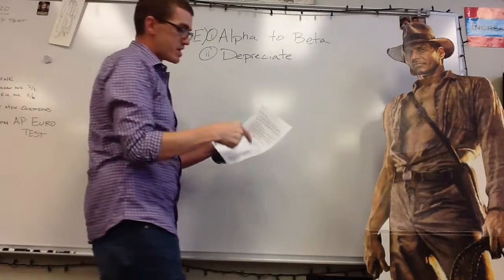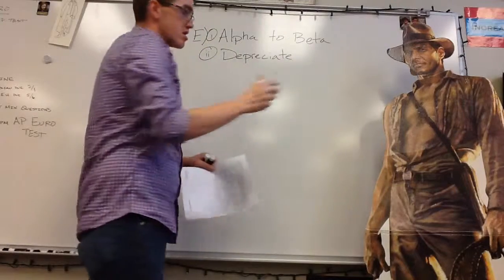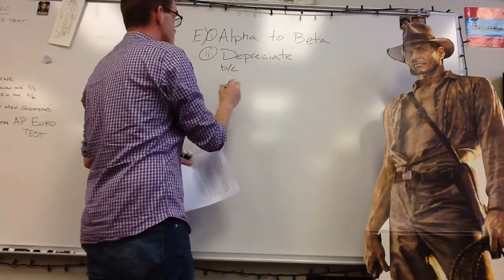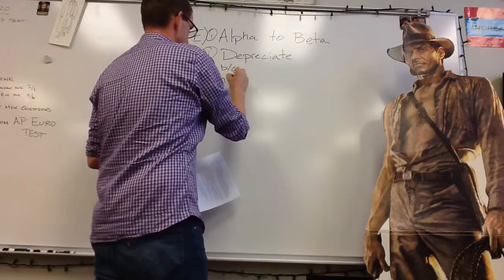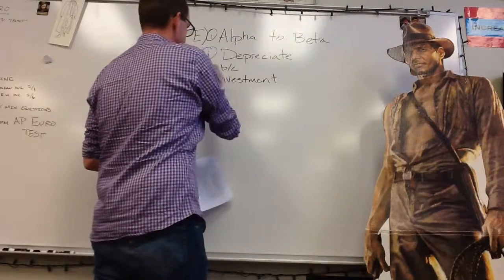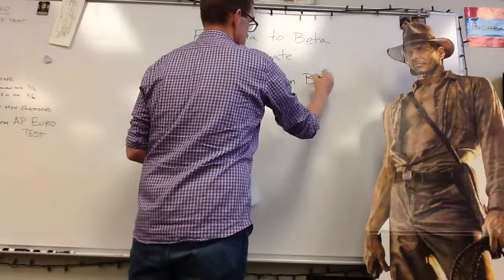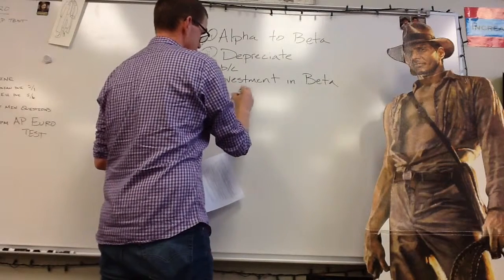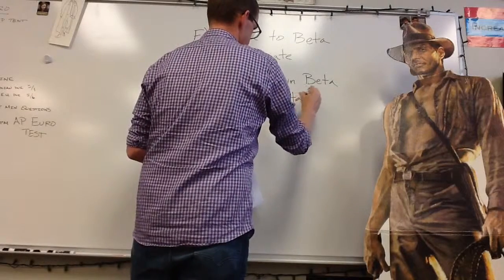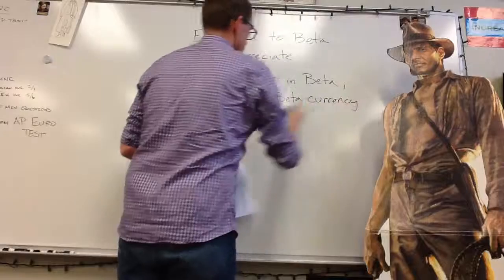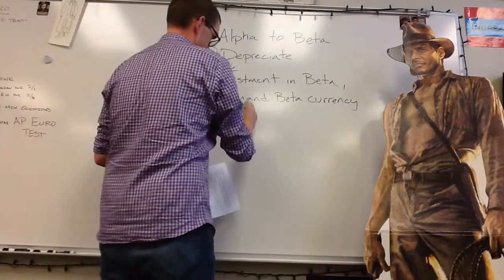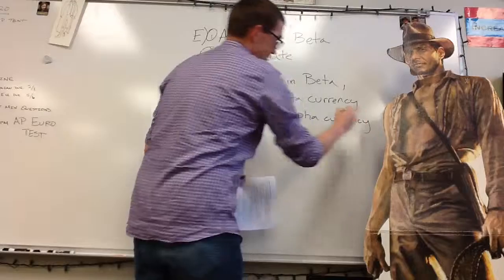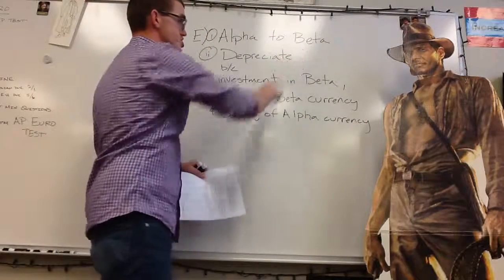All right. And it says explain, so we need to know how do we get from here to here. So it's going to depreciate because the increase in investment in beta increases demand for beta currency, and that increases the supply of alpha bucks on the market, which would depreciate the value.